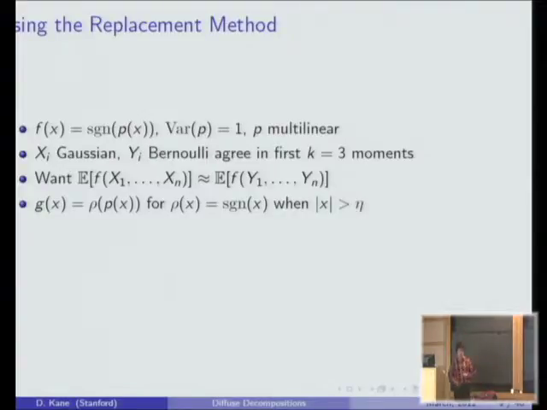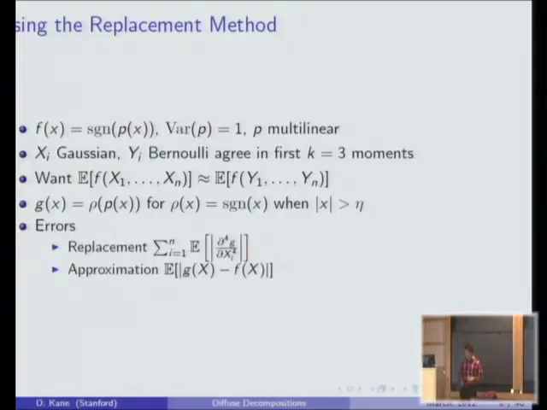So the first thing that we need to do for the replacement method is approximate f by a smooth function. And there's one obvious way to do this. We let g of x be rho of p of x, where rho is a smooth approximation to the sine function. So here, let's say rho of x is equal to sine of x whenever the absolute value of x is bigger than some parameter eta that we'll figure out later. It's equal to sine of x outside of that neighborhood.